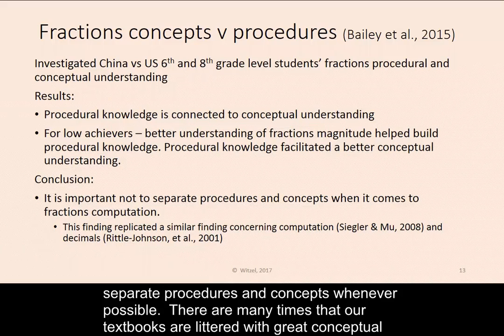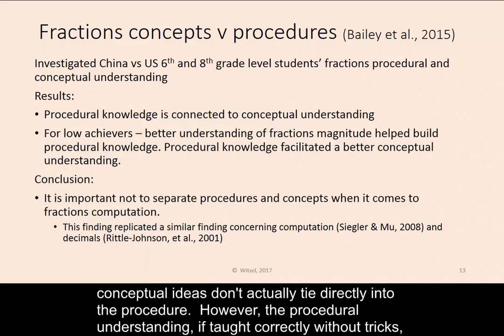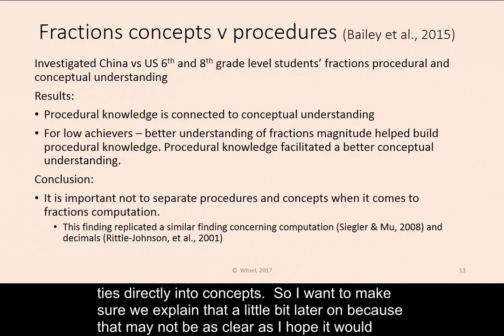There are many times that our textbooks are littered with great conceptual understandings where a student gets to figure out what's going on there. We cut up pizza pies for them. But what we're finding is those conceptual ideas don't actually tie directly into the procedure. However, the procedural understanding, if taught correctly, without tricks, ties directly into concepts. So I'm going to make sure we explain that a little bit later on because that may not be as clear as I would hope it would sound.